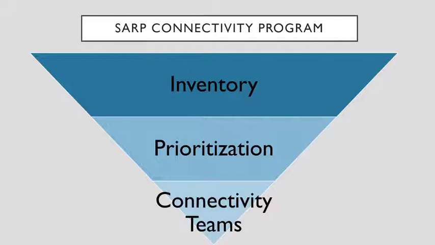The first is a GIS-based inventory of barriers. And this is really the foundation of our program because we can't prioritize barriers unless we know where they are. And then we have a prioritization framework, which helps us to identify the best barriers to remove based on ecological benefits. And then finally, in the Southeast, we are operating in connectivity teams.